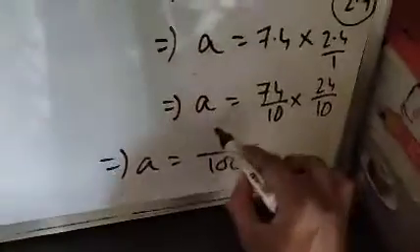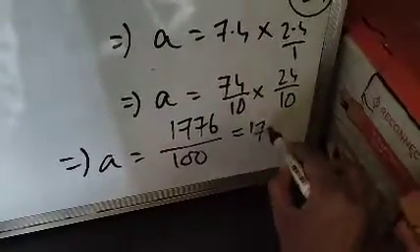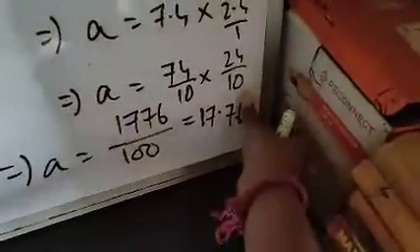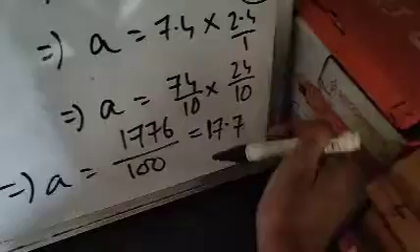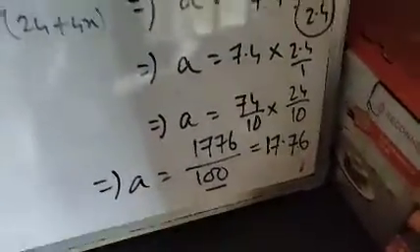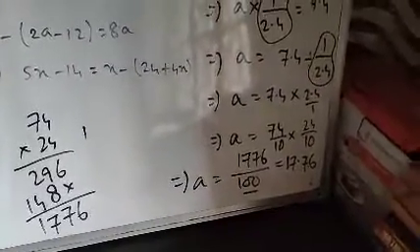1776. Therefore the answer is 17.76. Because there is 20, so we will put the decimal before 2 digits. 17.76 is the final answer.